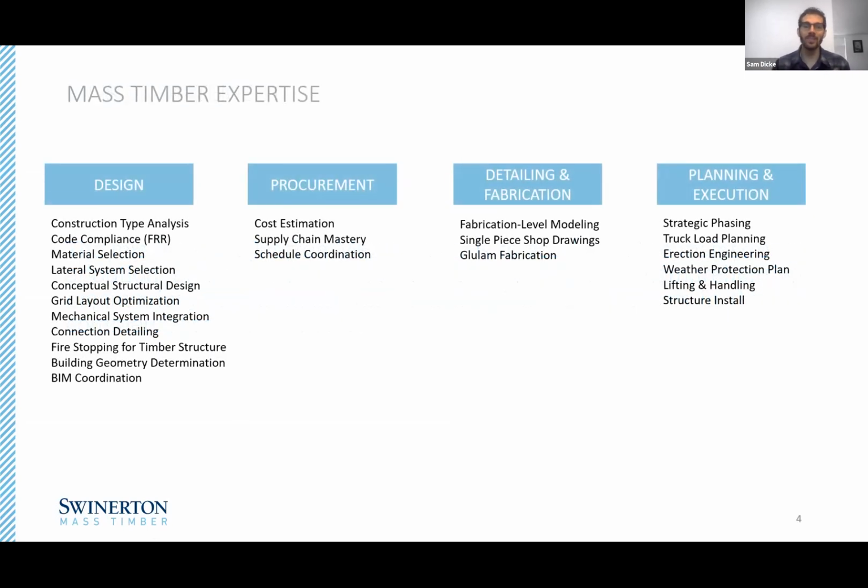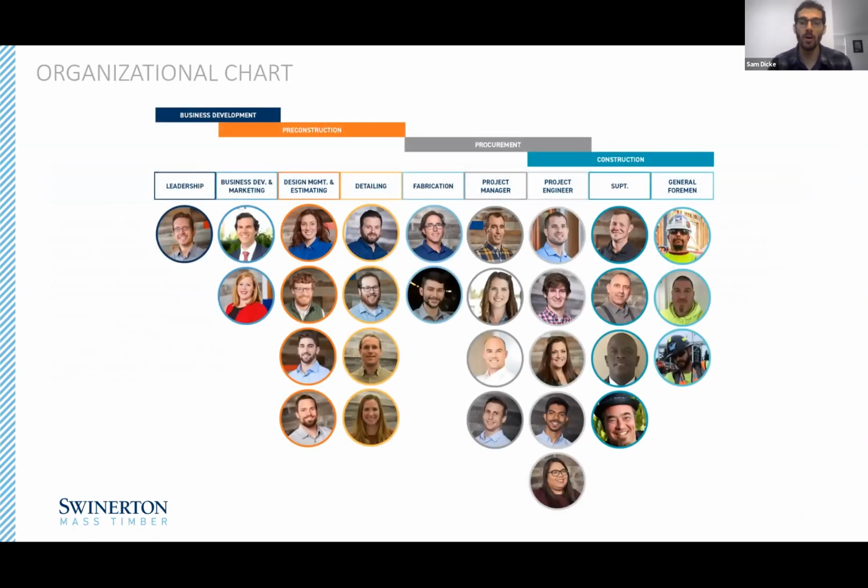This is a great little description of all the services that we provide, from design, procurement, detailing, and fabrication, to the actual planning and execution. As you can see in this chart here of who all is on our team, which I love because it shows all of our faces and the different levels of the process that we work in, we have a really diverse group of folks. And some people think, oh, your mass timber team's 3 people. No, we have a full team devoted to mass timber development.